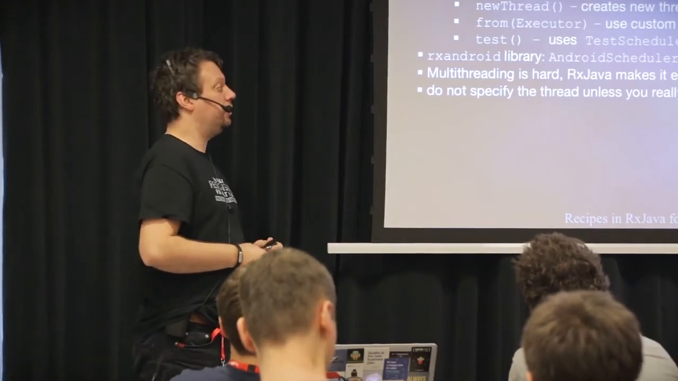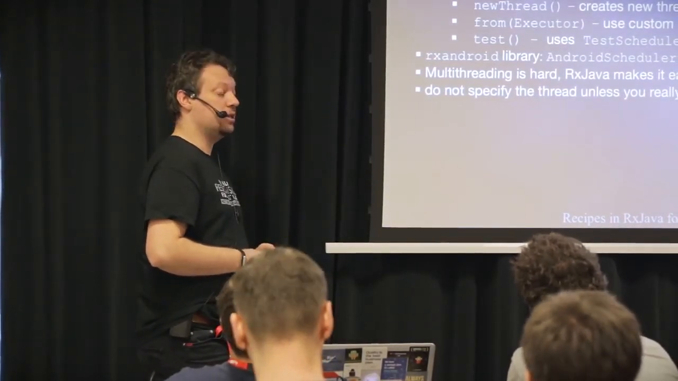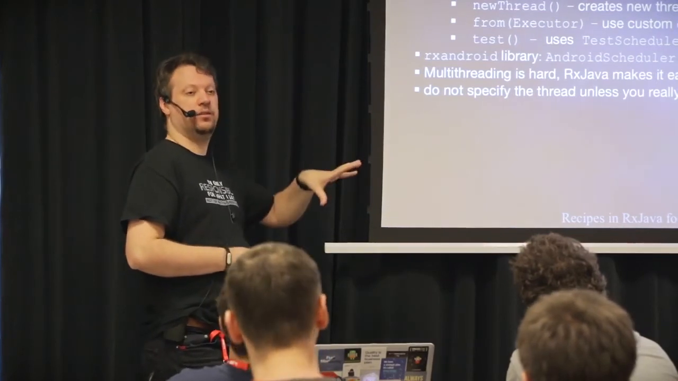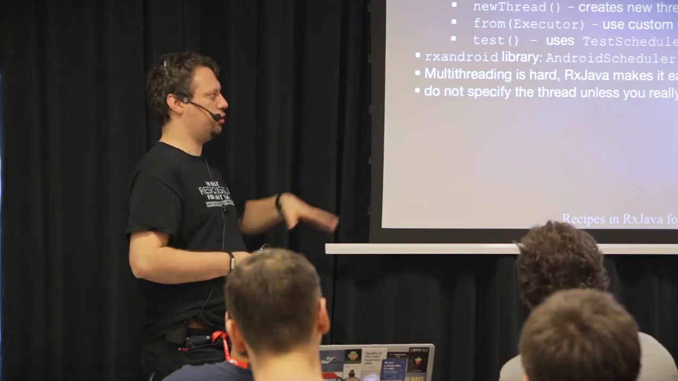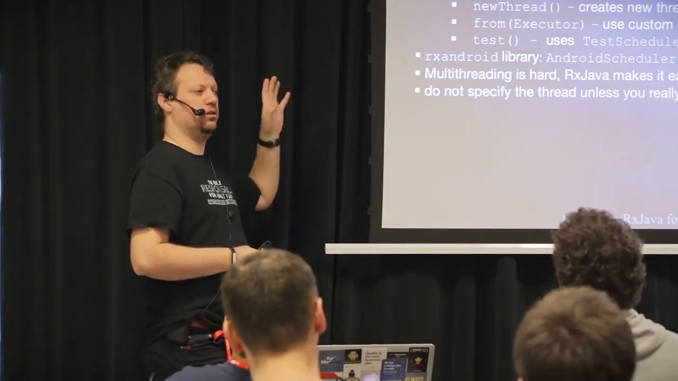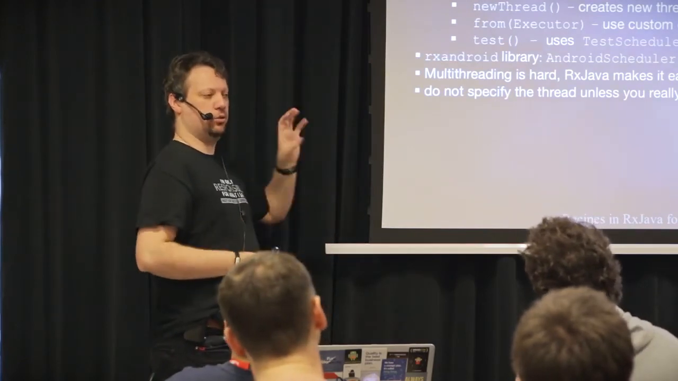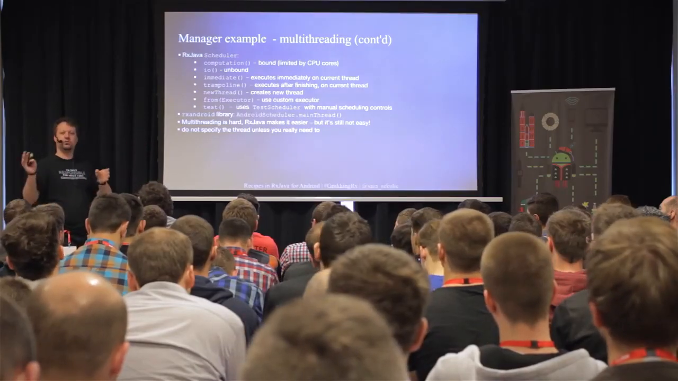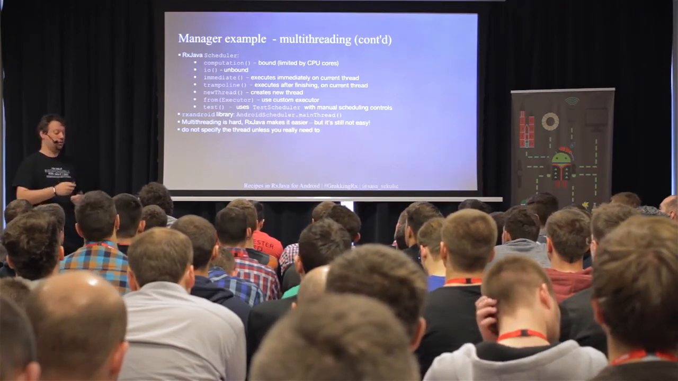And the best place to actually use this is at the end. For example, if you have your managers and they do all that sort of stuff, only if you do I/O will you specify I/O, everything else will be done, you don't care. And then in the activity you say, okay, do this on computation and observe it on the UI thread, and it will make your life much easier.